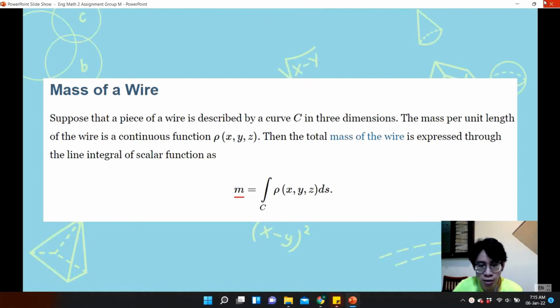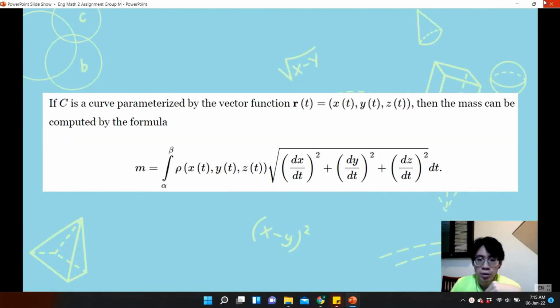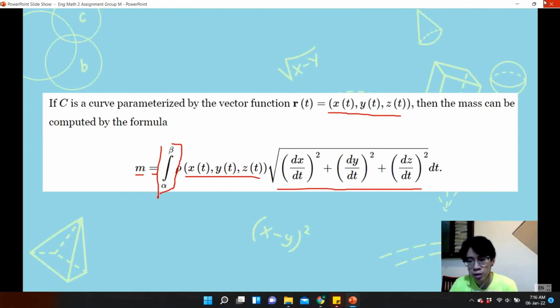The mass is the integration of density and the magnitude of the velocity vector. From the vector function r(t) equals (x(t), y(t), z(t)), this is the line or the curve of the wire we want to calculate. So mass equals the integration over the bounded limits of density times the magnitude of the velocity vector, which you can get from the square root of the sum of the squares of the derivatives of x, y and z with respect to t.